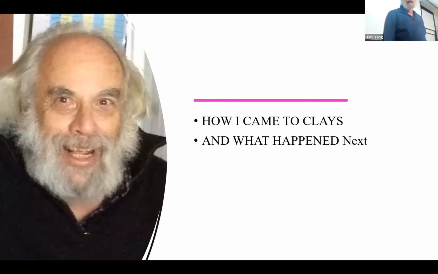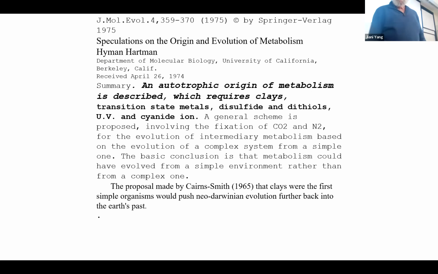Now, part two is a much lighter story: how I came to clays and what happened next. I told you how I came to clays, and now the question is what happened next. So I told you that I had written this paper, and I said an autotrophic origin of metabolism is described, which requires clays, transition state metals, disulfides and dithiols, UV, and I no longer believe cyanide ion.